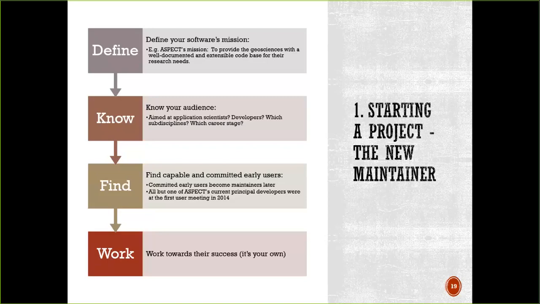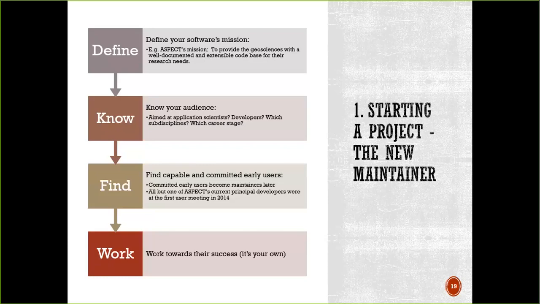When you have thought about these steps, then you can try to find capable and committed early users. And it's important that these users are committed because your code is likely still somewhat buggy. It might not be finished. You might be missing features. And if someone just tries your code, they often leave afterwards when they notice that something is missing that they want. But if you can find people who commit to doing a project with your code, then these people will likely stick around and can even become the most important members of your community in a few years. So I admit that this is just one data point, but for example, of all of ASPECT's current 8 principal developers, 7 were at the first user meeting in 2014.